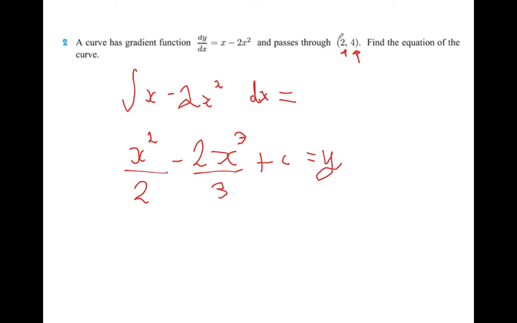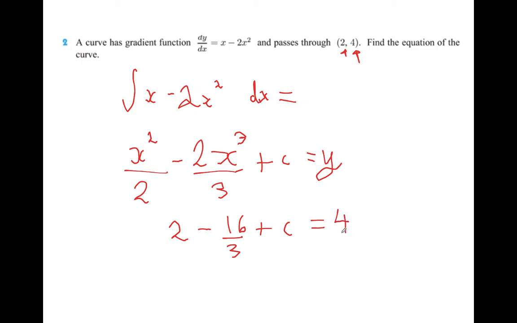What we want to do then is substitute in 2 and 4. So let's substitute x as 2. So x as 2 is 2 times 2 divided by 2. So that's going to be 2. X is 2. 2 times 2 times 2 is 8. Times 2 is 16. Minus 16 divided by 3, plus c equals y, which is 4.